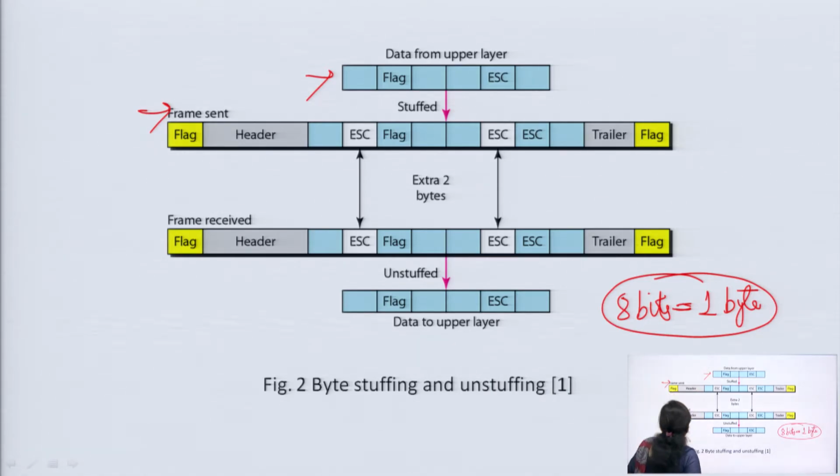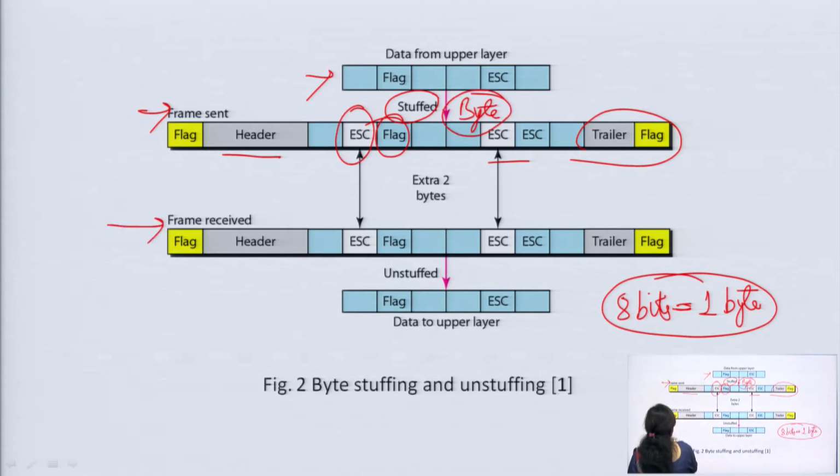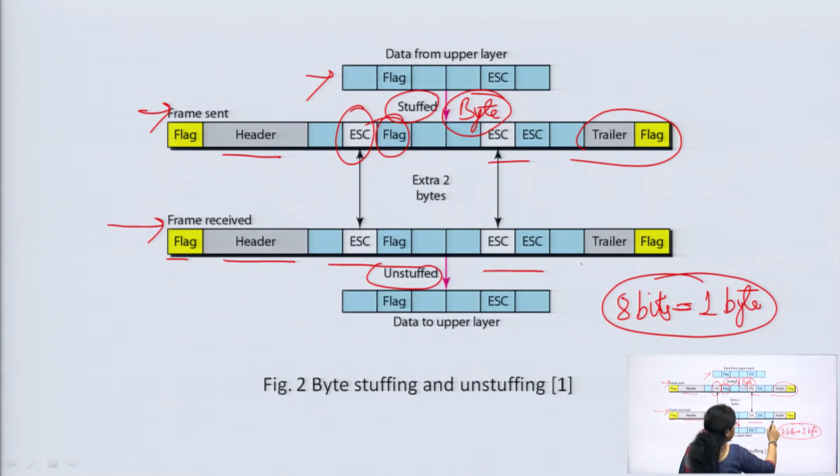This consists of the flag followed by the header information, then ESC will be there, the flag, again ESC will be there, and the trailer bits followed by the flag. So, you can see that the stuffing will be there, and this stuffing is in the byte information. Then this information will be received, that is, the received frame information followed by the header. Then this is ESC and flag, then again ESC and trailer bits will be used over here.